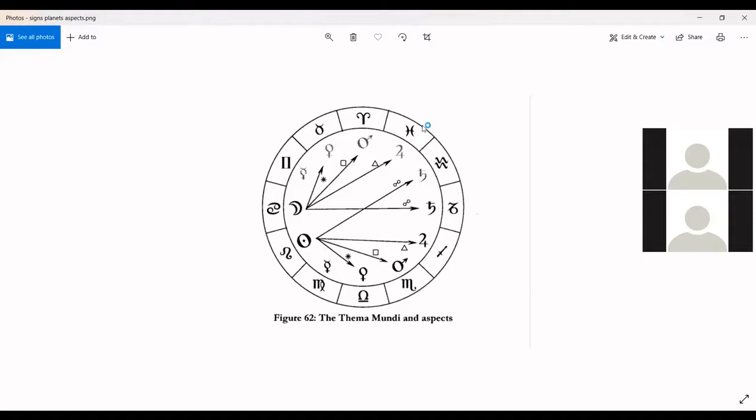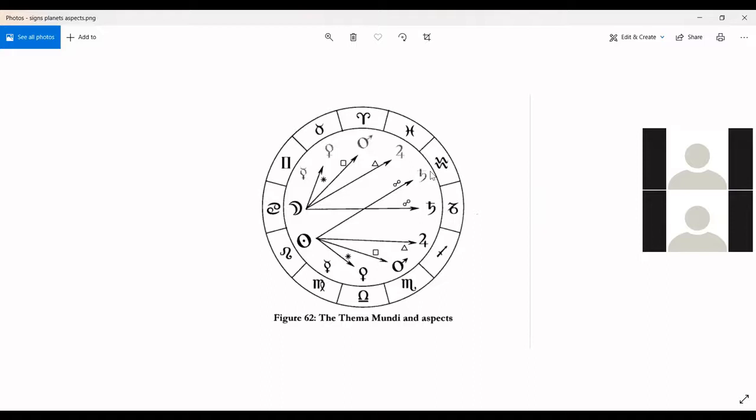I'm saying it because what they're doing is equating the nature of the aspect with the nature of the planet. So it says that the 60-degree angle is like Venus. The 90-degree angle is like Mars. The 120-degree angle is like Jupiter. And thus the 180-degree angle, the opposite of Cancer is Capricorn, the opposite of Leo is Aquarius, the 180-degree aspect, is like Saturn.